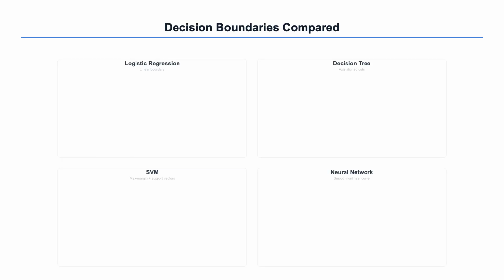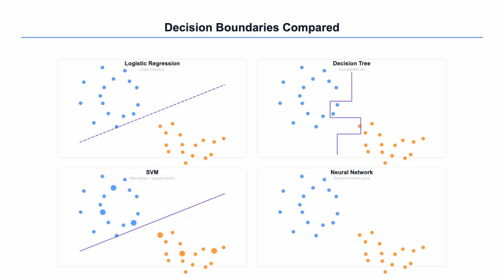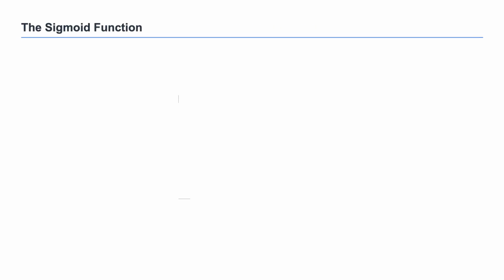Different algorithms draw different boundaries. Logistic regression draws a straight line. A decision tree carves out staircase-shaped blocks. An SVM draws the straightest line possible but with the widest buffer zone on each side. And a neural network can draw a smooth, free-form curve. Same data. Four very different approaches.